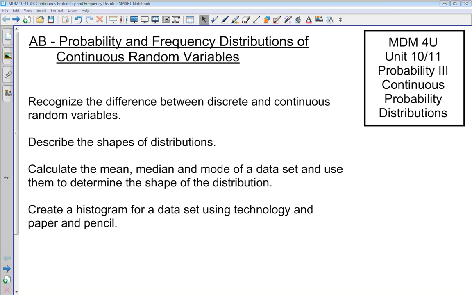And we want to look at the relationship between the mean, the median, and the mode of a data set and what the shape of the distribution is. Hopefully, by the end, we'll be able to determine the shape of the distribution without actually graphing the probability distribution or the frequency distribution. And we're going to get lots of practice along the way at creating histograms from our distributions.